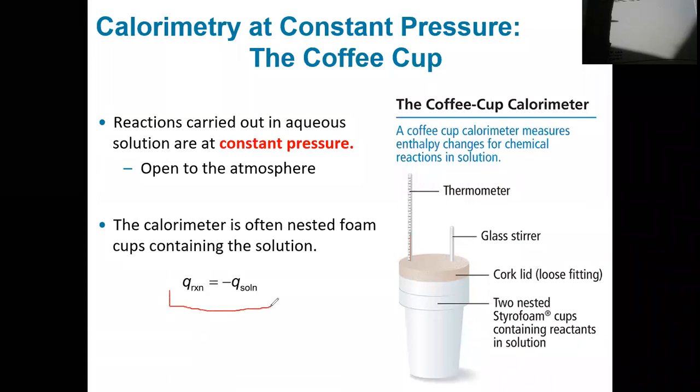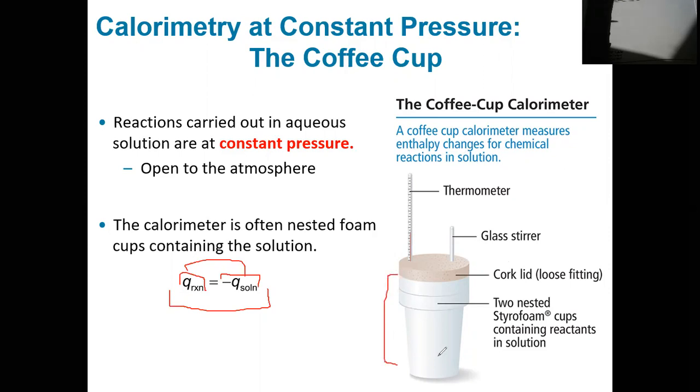The Q of our reaction is going to be the opposite of the Q of our solution. Okay, so the Q of the reaction might be the actual process that's occurring, but the Q of the solution, that's going to be like us measuring the temperature of the water around the reaction and then using that temperature to find information out about the reaction itself. Okay, so whatever the change of temperature of the water is, we know that the opposite was happening in the reaction center itself.